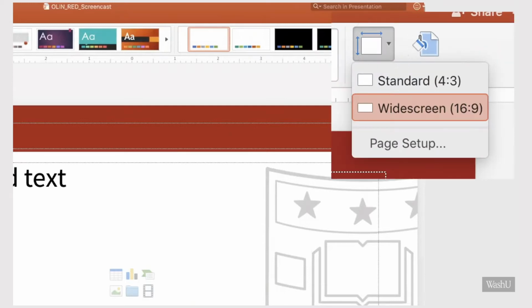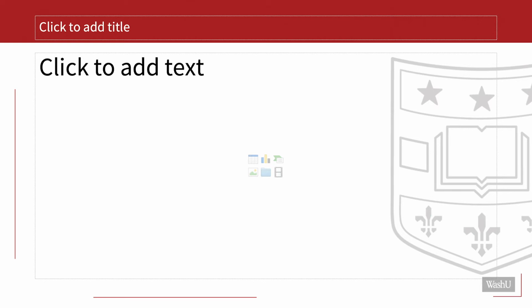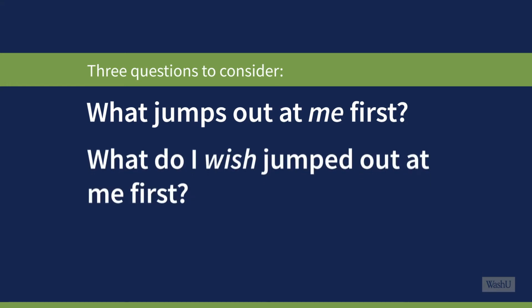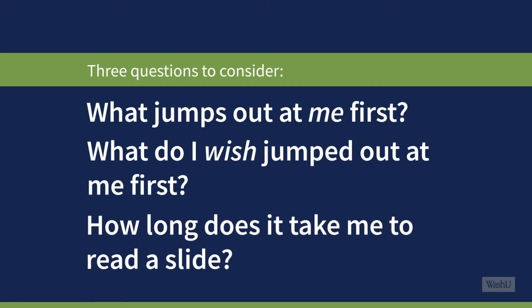Change that back. Next, you'll notice that this particular PowerPoint is set up with fairly large text for the body and fairly small text for the headers. That may seem counterintuitive, but that's intended to draw your students' eyes to your key concepts at first glance. Take a look at your own PowerPoint presentations and ask yourself these 3 questions. What jumps out to me first? What do I wish jumped out to me first? How long does it take me to read all the information that I have displayed on any given slide?